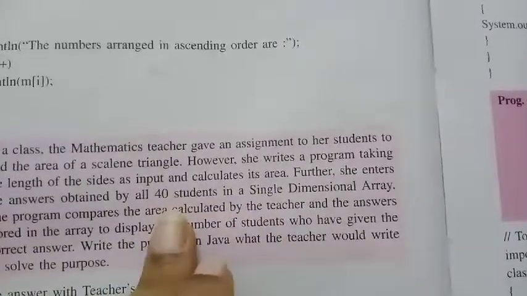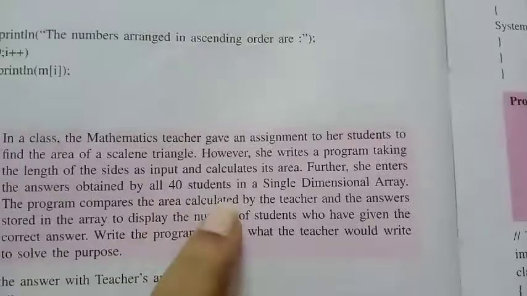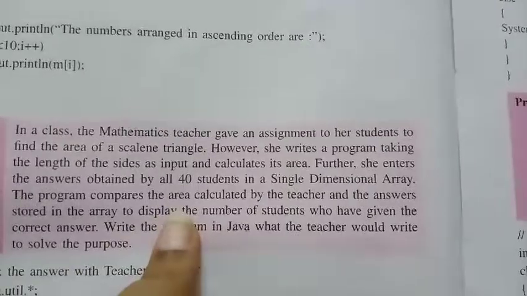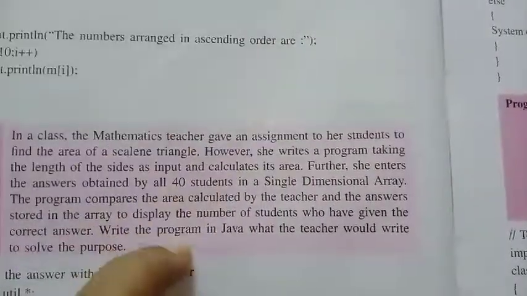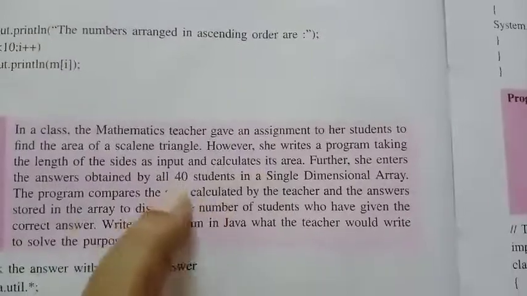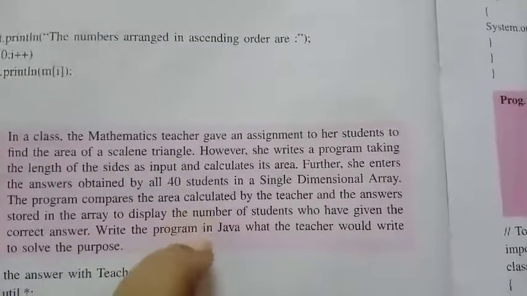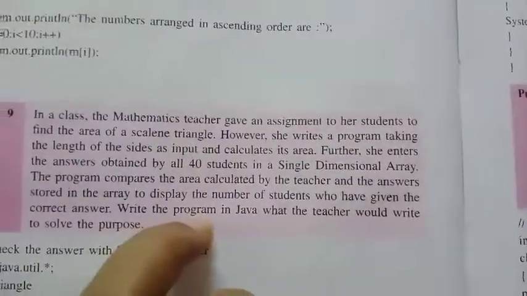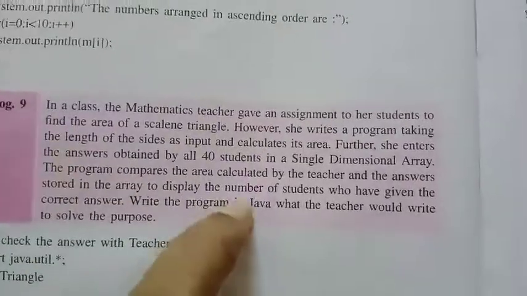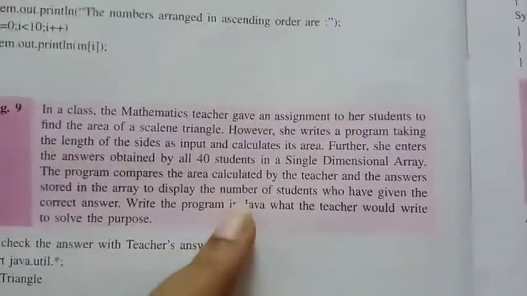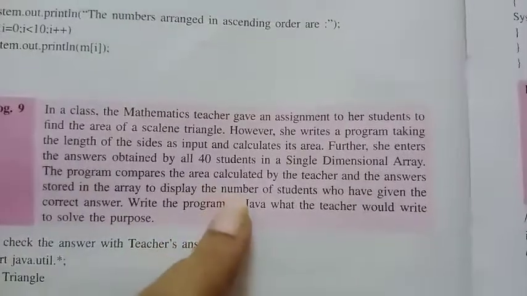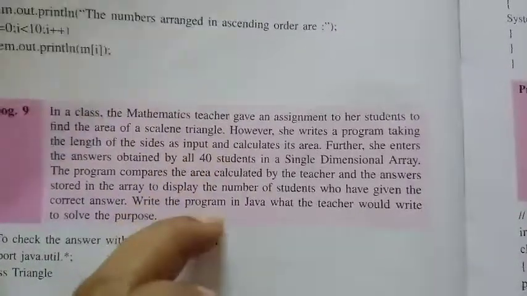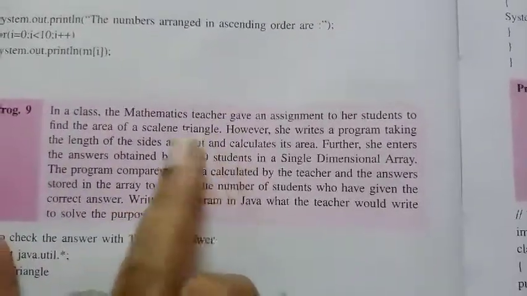Then she is going to ask the 40 students to calculate the area and enter the area into the system. She is going to compare her calculated area with the area the students give as input. If both areas are the same, she is going to count the number of students who have the correct answer for calculating the scalene triangle's area. And she is going to print how many students got the correct answer among the 40 students.